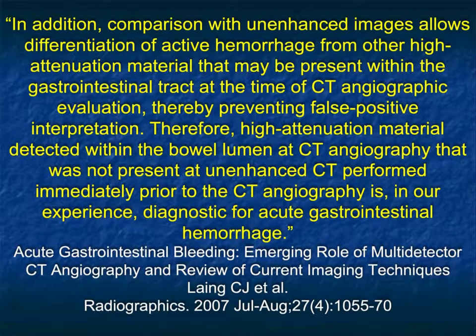In this article by Lang, from 15 years ago, this is when some of the ideas about CT angiography really took off. High attenuation material detected within the bowel lumen at CTA that was not present on non-contrast, performed immediately prior to CTA, is diagnostic for acute GI bleeding. And that indeed is the case, but as I told you, I only want to do 2 phases, and arterial and venous works better for me.